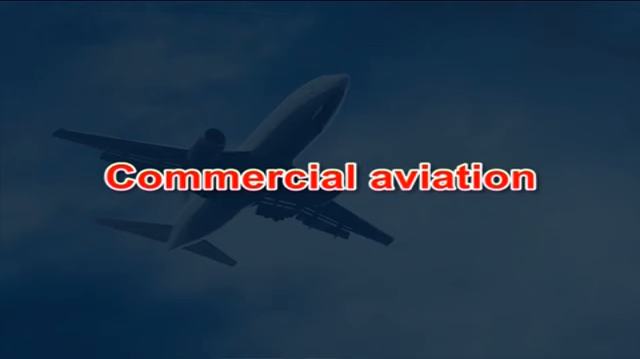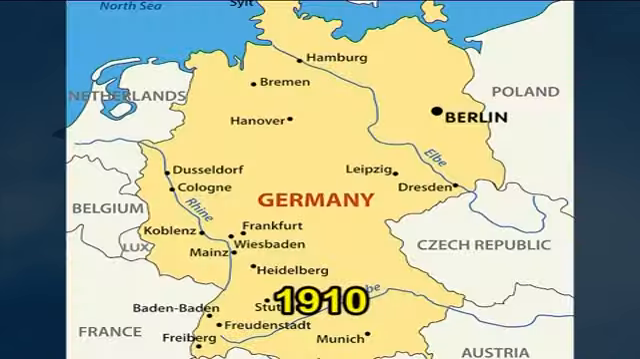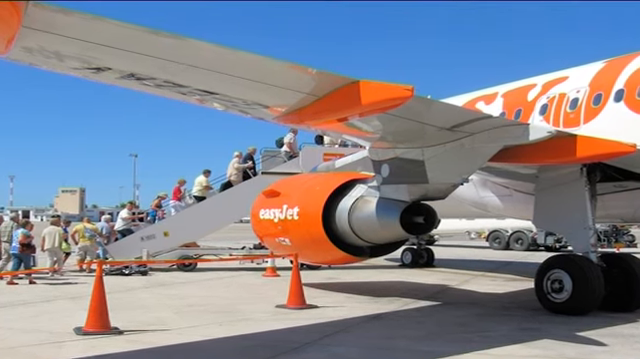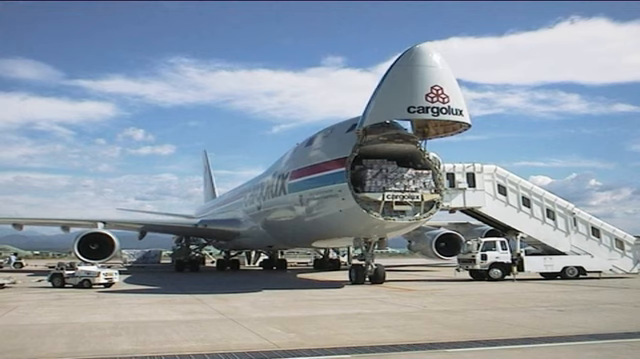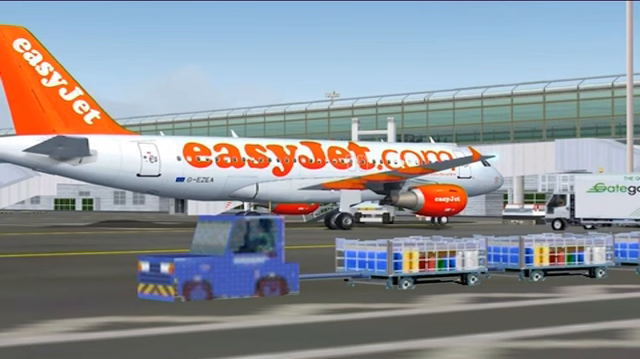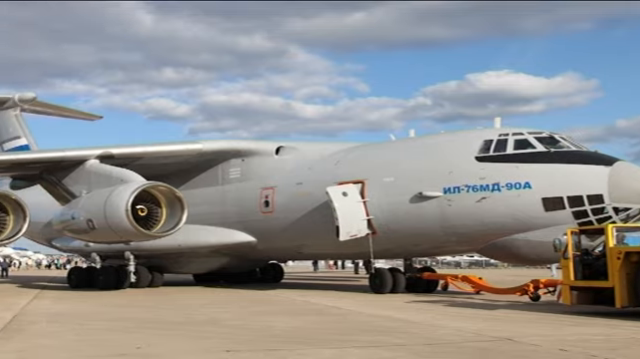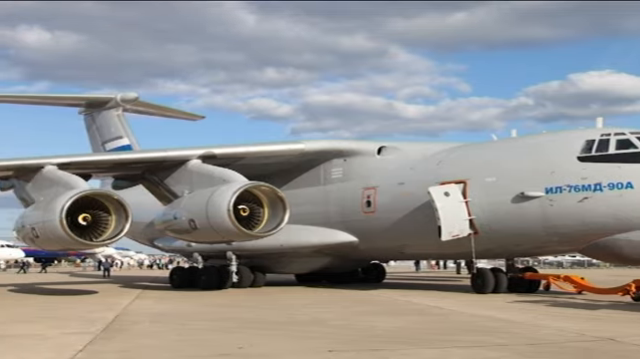Next is commercial aviation. The second part of aviation refers to commercial aviation. Commercial aviation began in Germany in 1910. Commercial aircraft provide public air transportation. Commercial aircraft may also carry cargo and mail. Commercial aviation is the most common type of aviation.